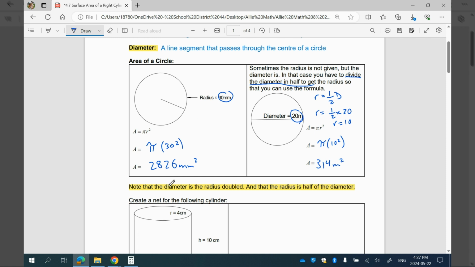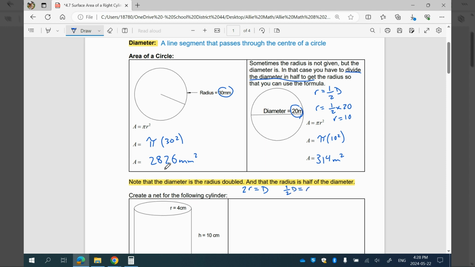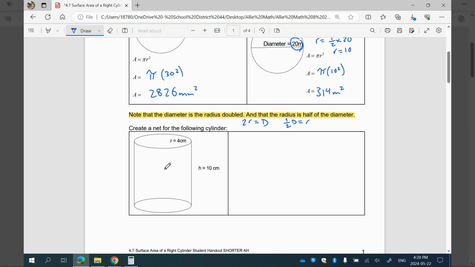And I have it highlighted here. Maybe it'd be good for you to highlight that the diameter is the radius doubled and that the radius is half of the diameter. So 2r equals diameter, and 1/2 of the diameter equals r. Let's move on to a question.